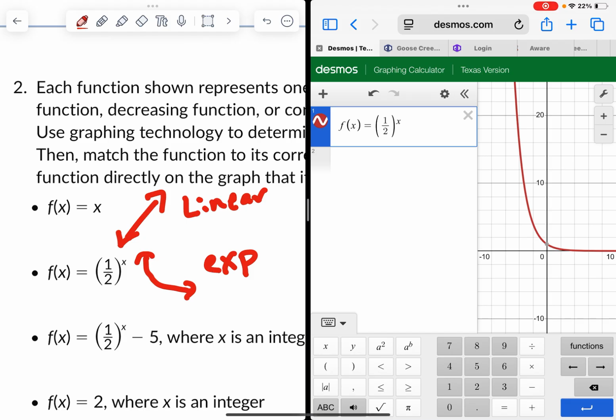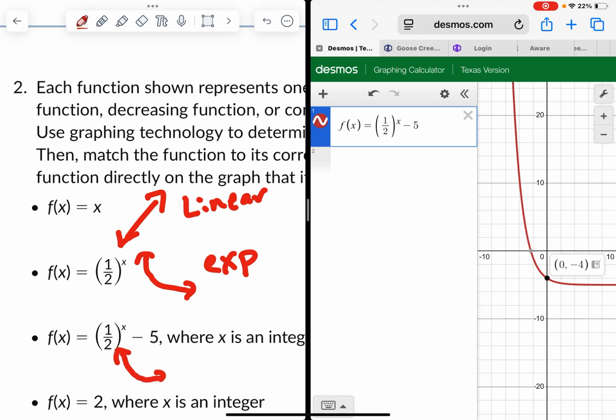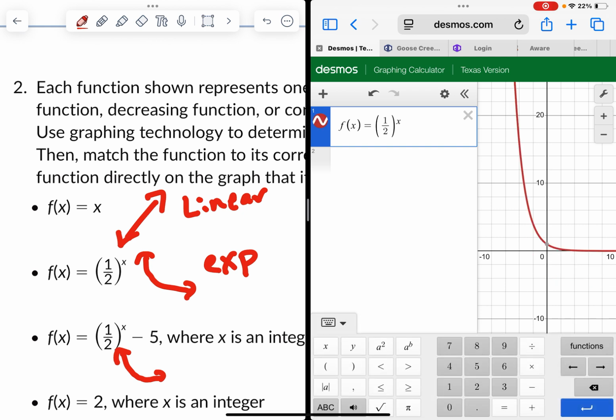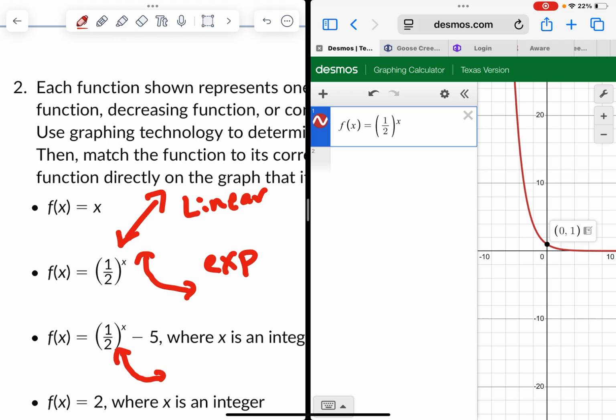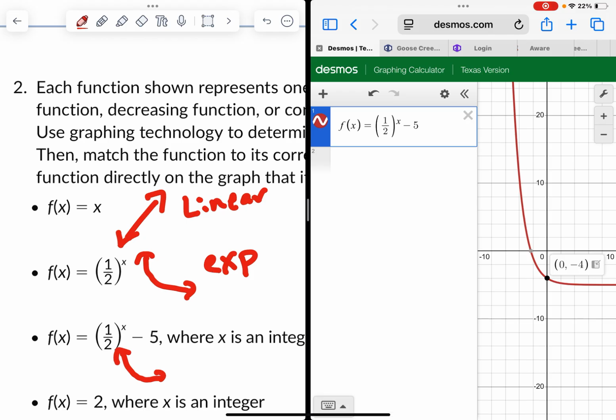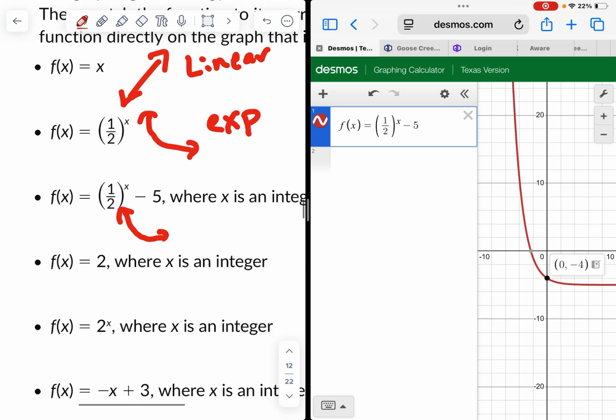Same function, but this time I'm going to put a -5. So you can see it is also decreasing. But notice this one dropped down, okay? When there was no -5, if you look up here where the y-intercept was, it was up at 0, 1. But when I put the -5, look where my y-intercept drops down to. Drops down to 0, -4. So it's just lower, okay?